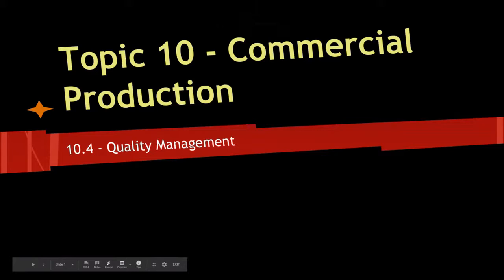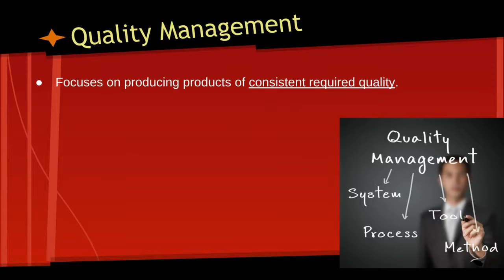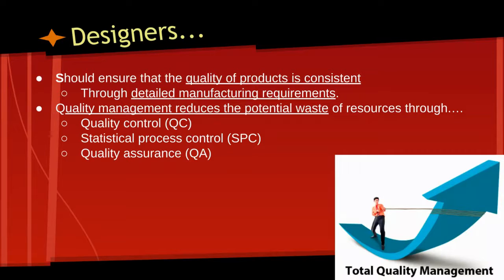Topic 10, Commercial Production. Lesson 4, Quality Management. Quality management focuses on producing products of consistent, required quality. Designers should ensure that the quality of products is consistent through detailed manufacturing requirements. Quality management reduces the potential waste of resources through quality control, statistical process control, and quality assurance.